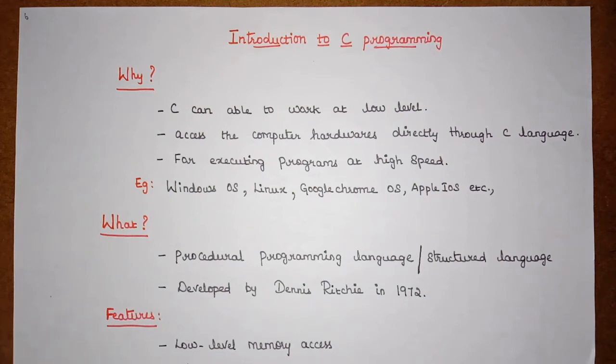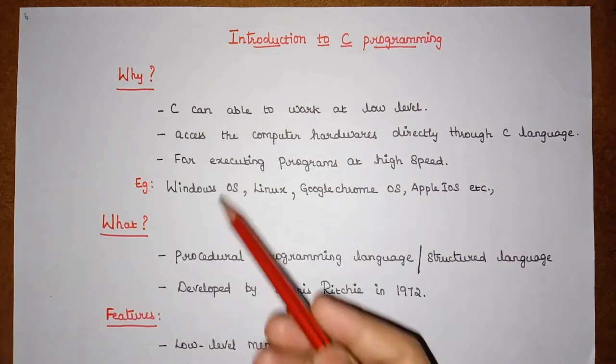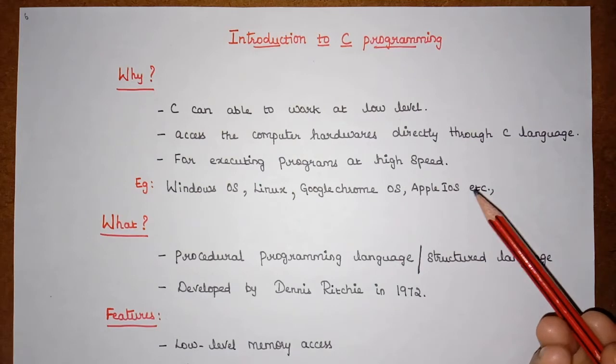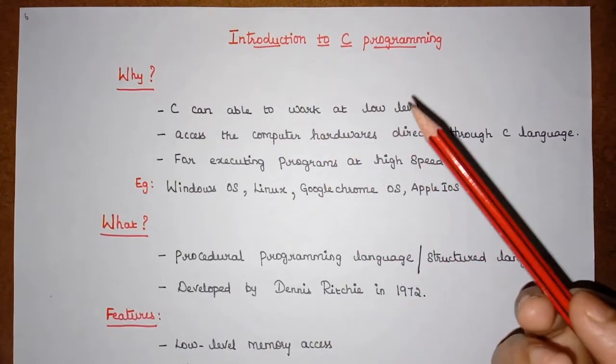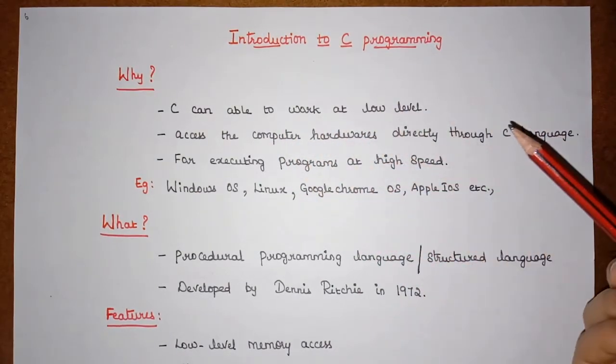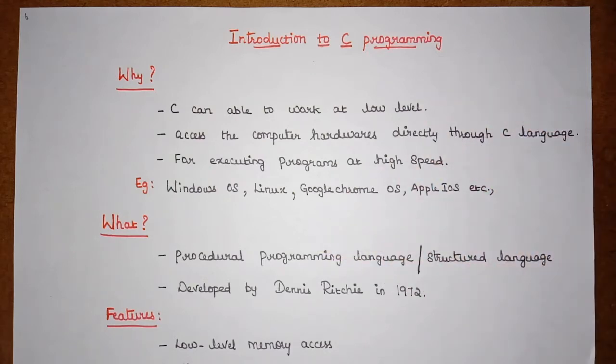A special feature C programming has is that whenever we want to work at a lower level, we can go for C programming, because C can work at a lower level. That is, it is easy to convert C programming into machine language, which can execute at high speed. So that is the main advantage of C programming here, executing programs at higher speed and working with the program at a lower level.